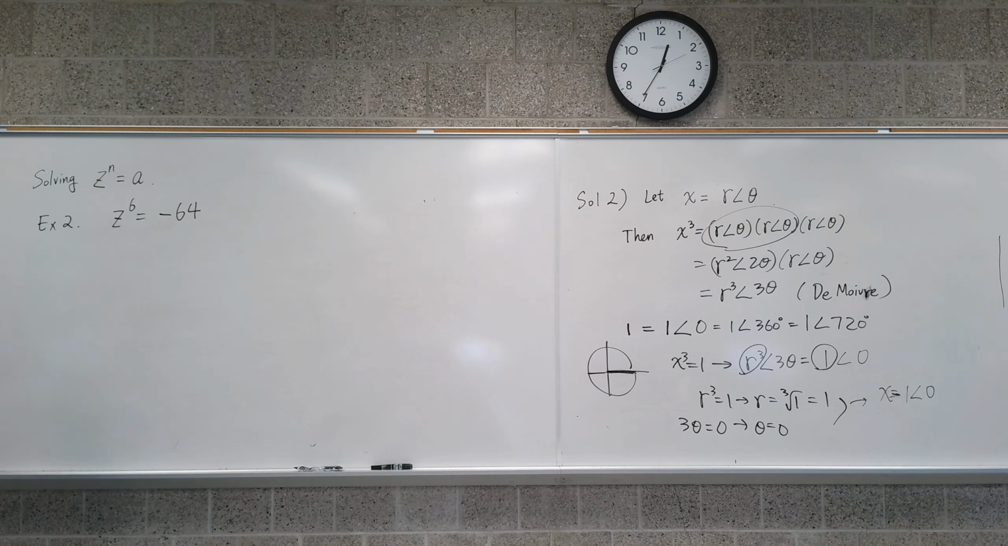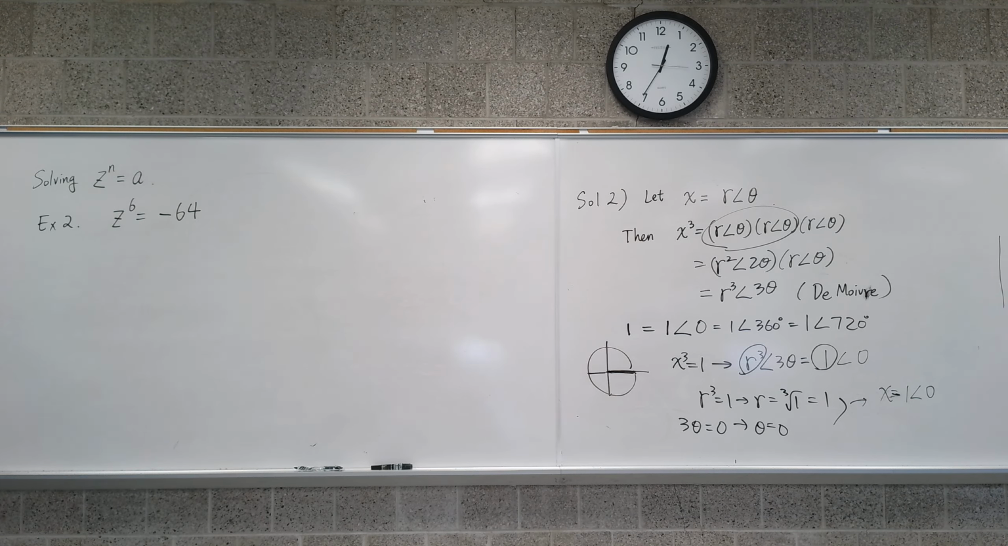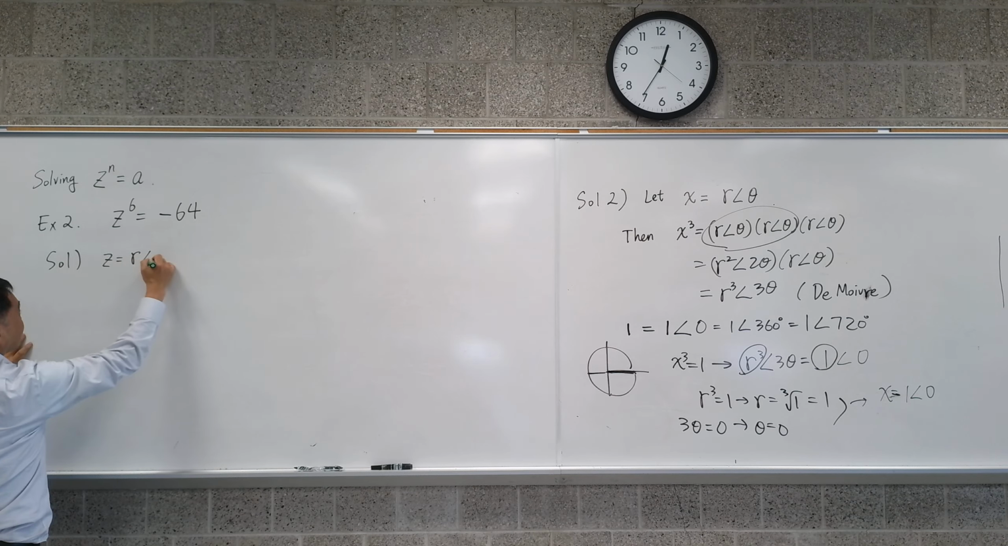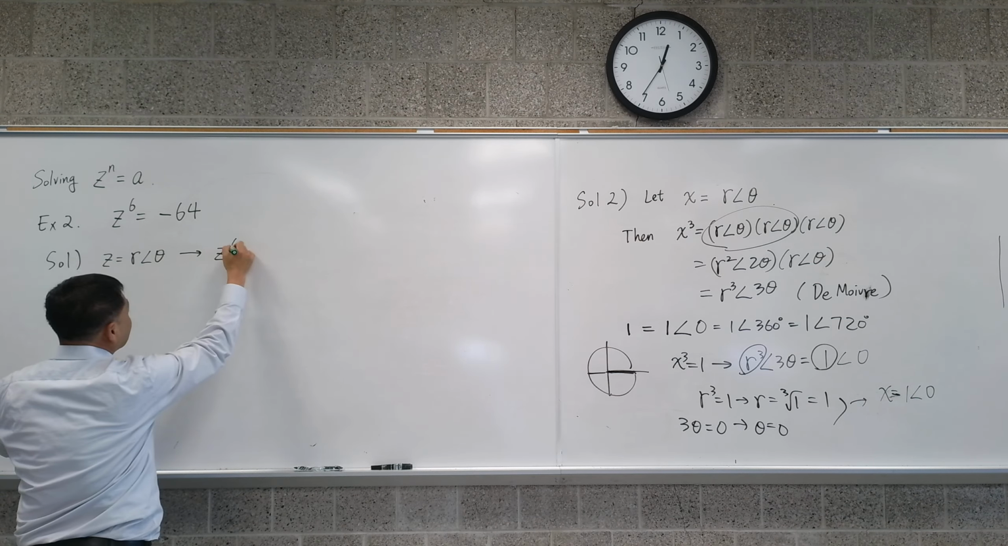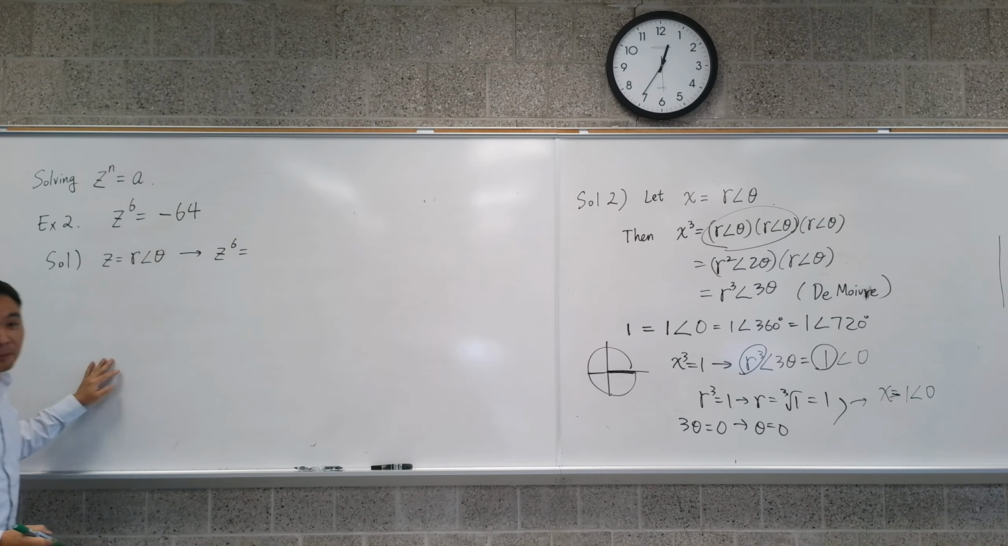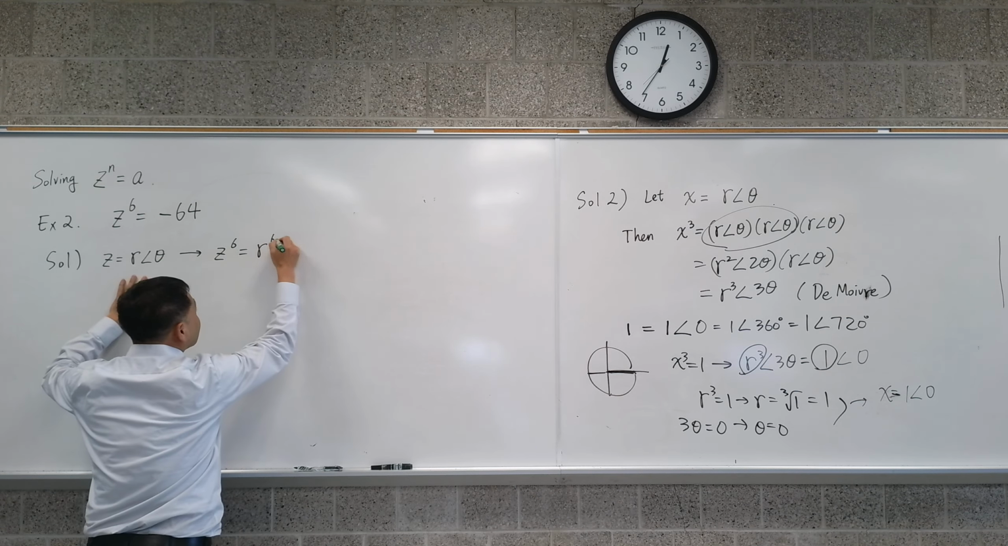Yeah, so let's do it that way. Okay, negative 64. Solution: set z as r angle theta. And that means z to the 6th power is what? R to the 6th, angle 6 theta.